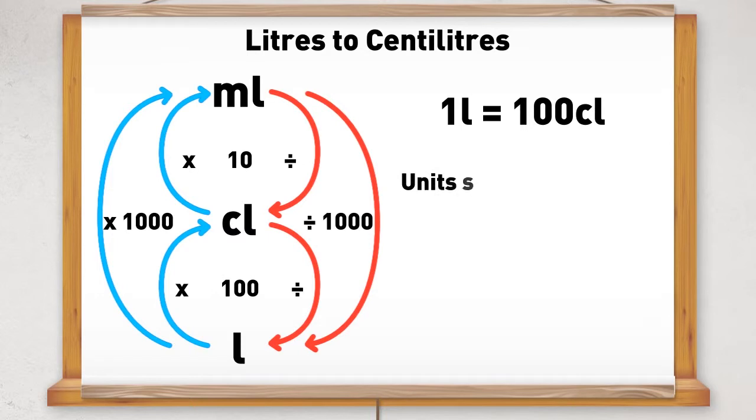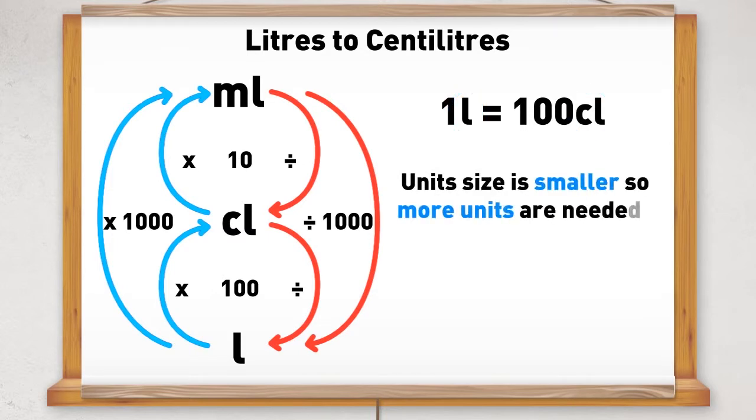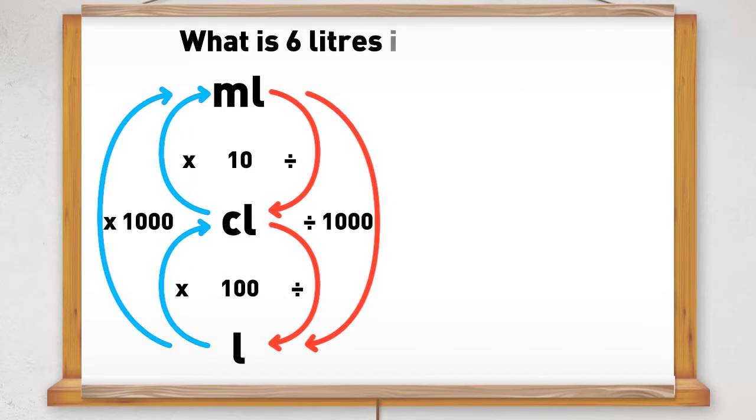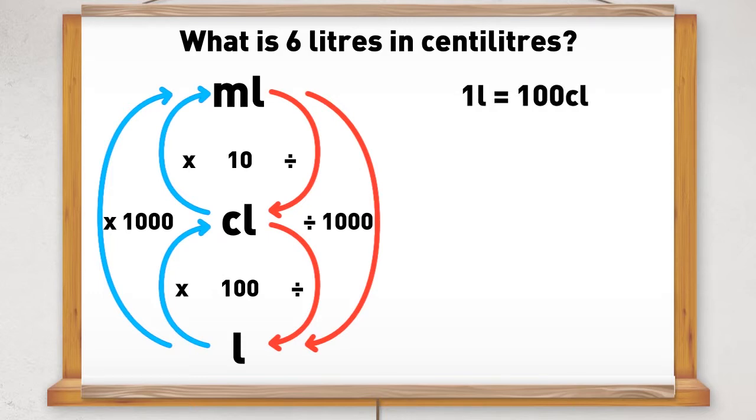As the unit size gets smaller, centilitres are smaller than litres, the more units are needed to make up the capacity, so we multiply. 1 litre equals 100 centilitres. Smaller unit sizes, therefore more units needed to make up the capacity. Multiply. So what is 6 litres in centilitres? There are 100 centilitres in a litre.